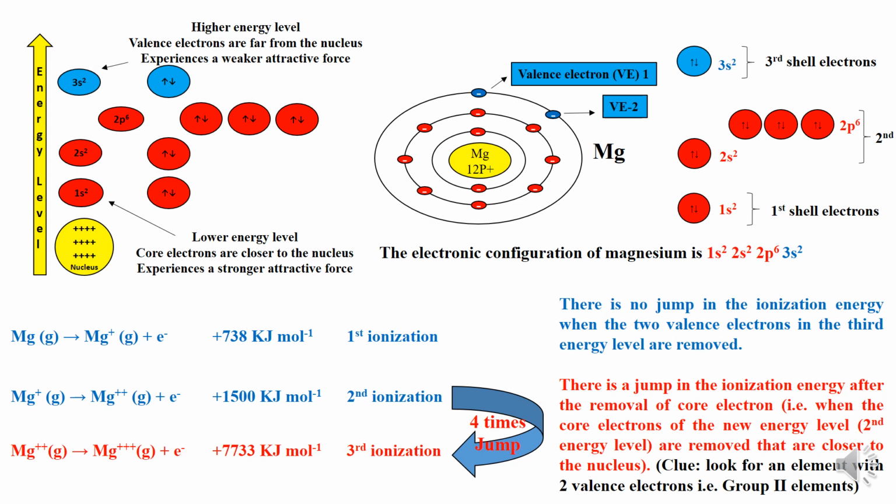So there is a jump in the ionization energy after the removal of the core electron, because the core electrons that are removed are closer to the nucleus. So always more energy is required to remove the core electrons as compared to the valence electrons, because the core electrons are very close to the nucleus.